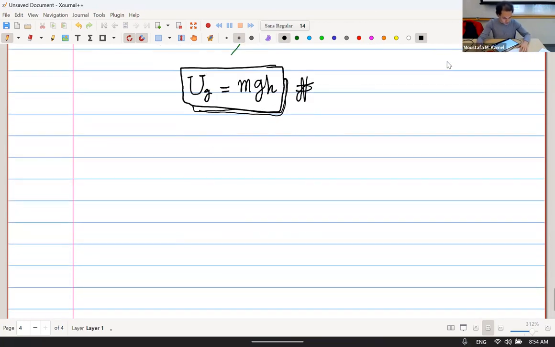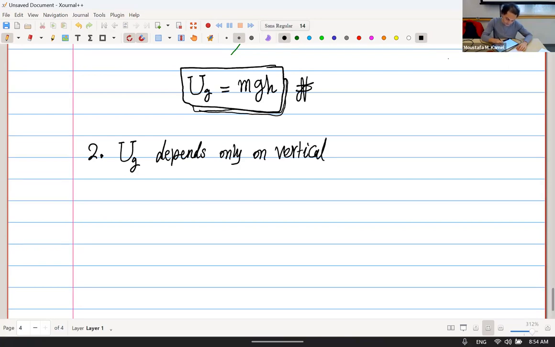So this was the first remark. The second remark is that the gravitational potential energy depends only on vertical displacement. It doesn't depend on horizontal distance. Why is that? Any thoughts?